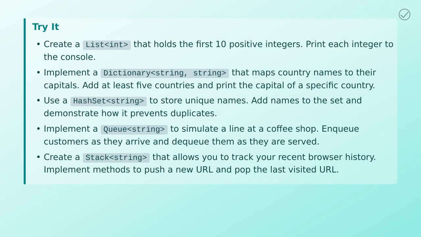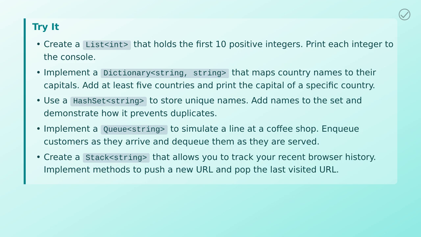Now put what you've learned into practice. First, create a list that holds the first 10 positive integers. Print each integer to the console. Also, implement a dictionary that maps country names to their capitals. Add at least 5 countries and print the capital of a specific country.